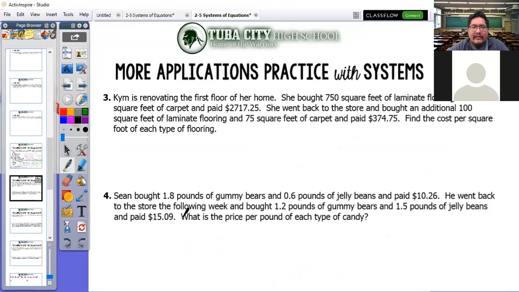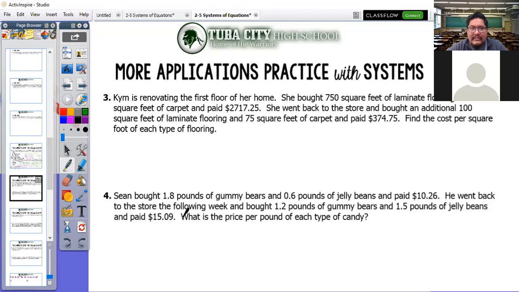Kim is renovating the first floor of her home. She bought 750 square feet of laminate flooring and 525 feet of carpet and paid $2,717.25. She went back to the store and bought an additional 100 square feet of laminate flooring and 75 square feet of carpet and paid $374.75. Find the cost per square foot of each type of flooring.